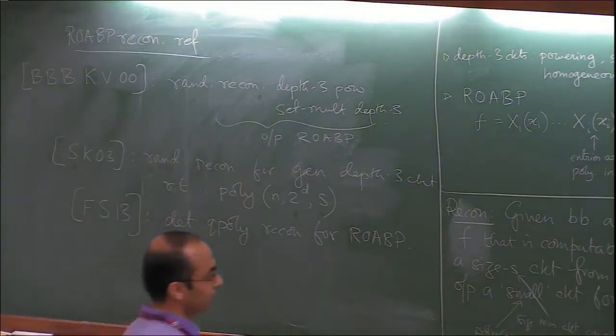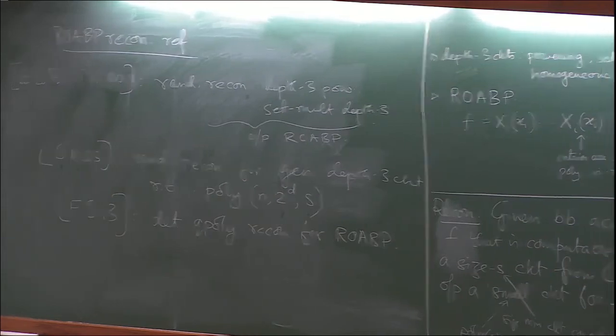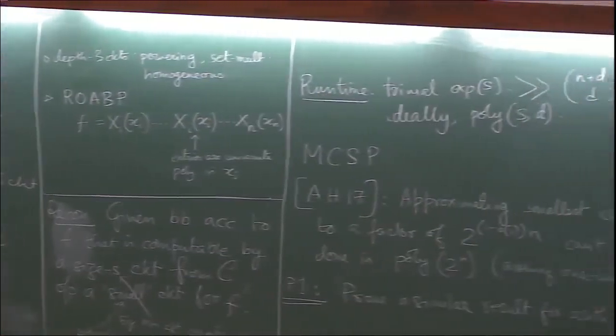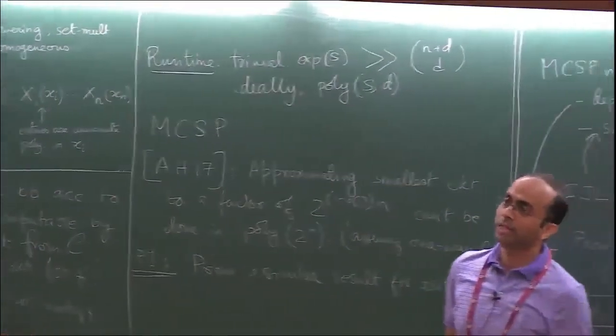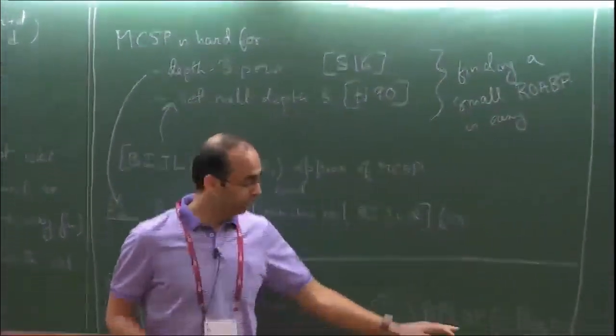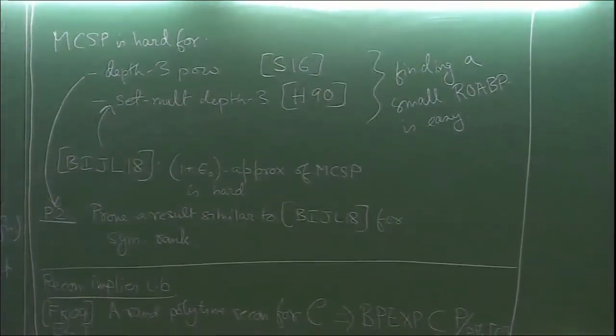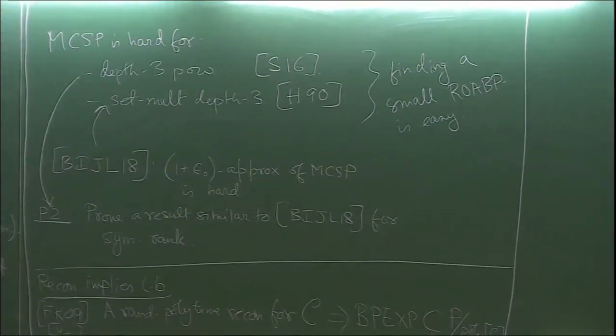Good question. There's a subsequent result by Volkovich, I'm forgetting the year, which shows that if you get a reconstruction algorithm, there is an explicit function in E, and it gives an explicit construction of the polynomial. Here they say that there is just some function in EXP, but in Volkovich, they actually tell you that you can compute that function efficiently also.